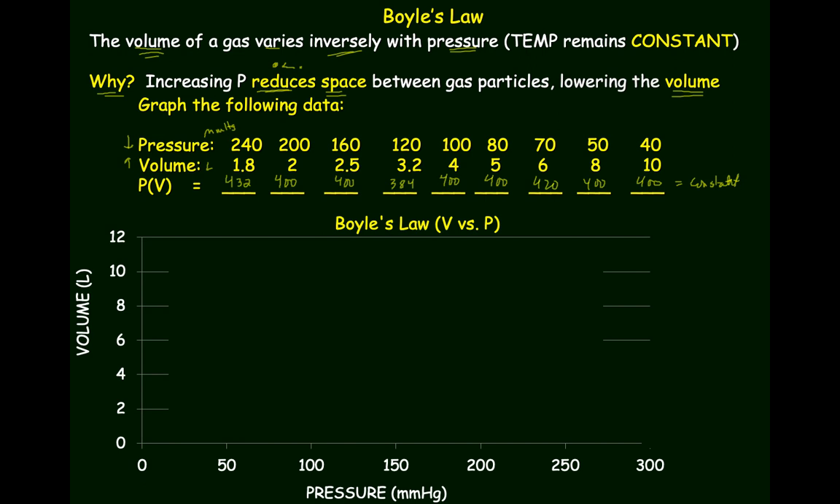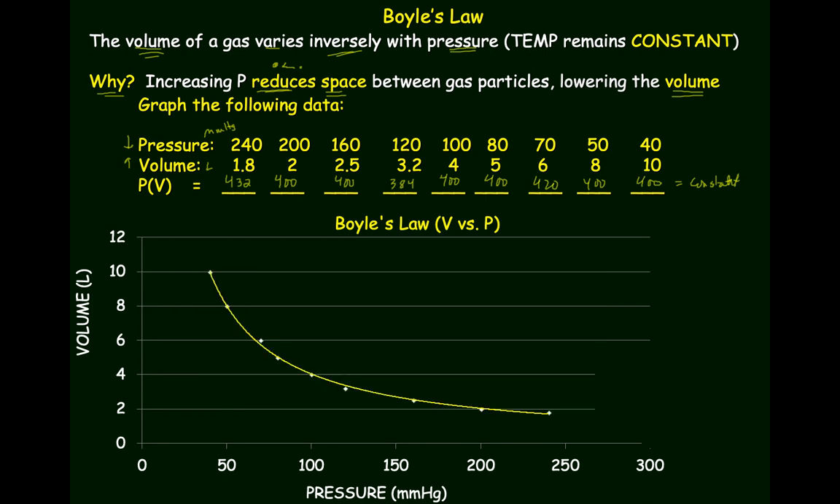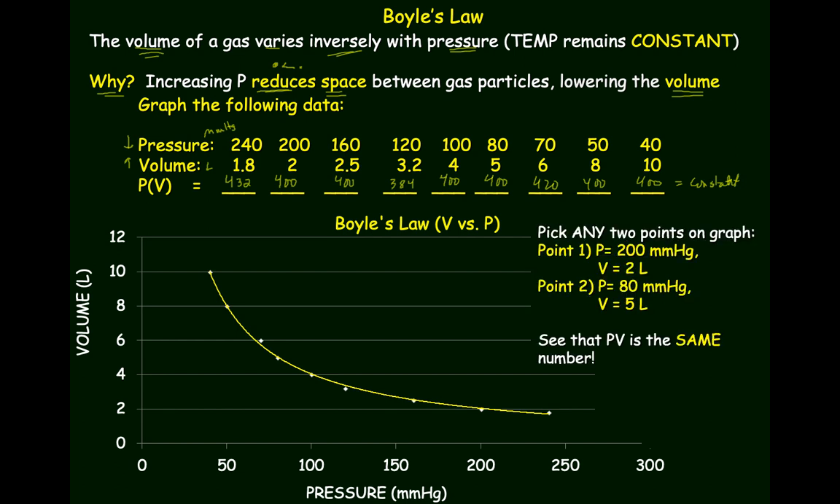All right, so we're going to go over to our graph. If we were to graph the volume and the pressure on the bottom, we would get this. If we graph these numbers, you can see it has this inverse curve that tends to level off. So as the pressure is increasing, your volume decreases. Now if we pick any two points on the graph, let's pick point one being this point here and point two being this point here. Again, we're going to notice that the product of the two is the same. We're going to get the same number, which is going to be 400.